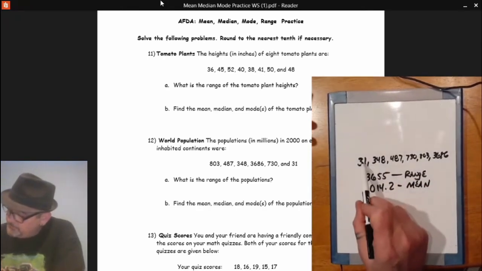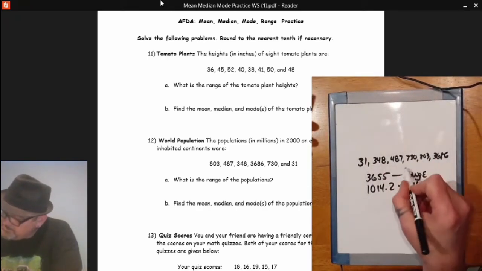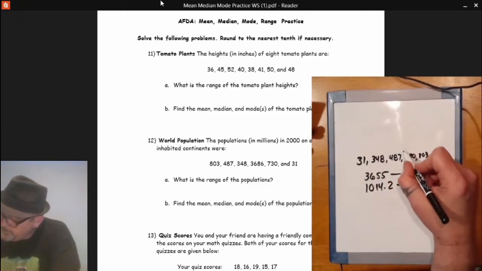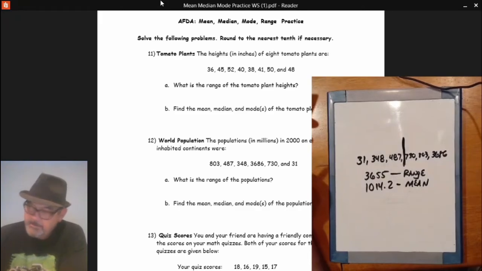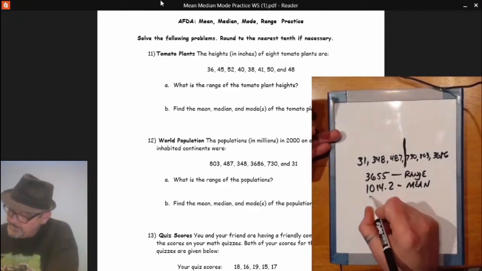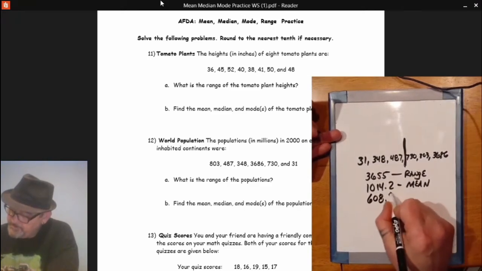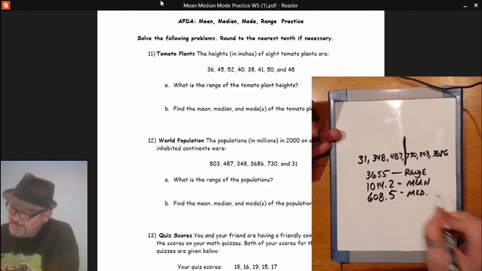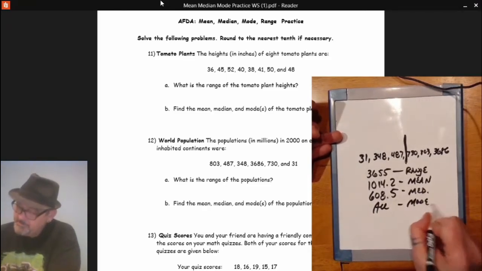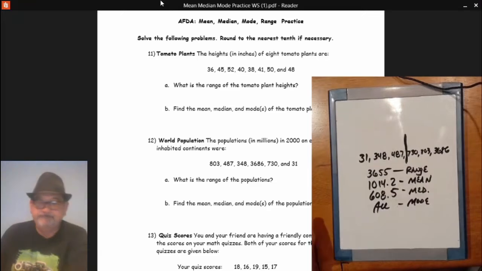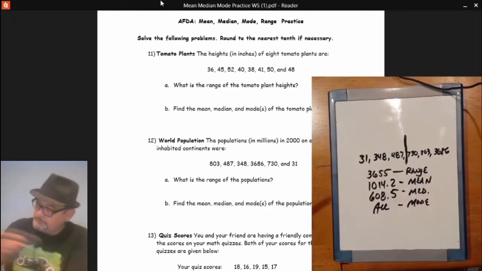What's the median? Well, 1, 2, 3, 4, 5, 6. The median is going to be between numbers 3 and 4. Right here. Again, it's in between the two, so we have to take the average. 487 plus 730 equals 1217 divided by 2. 608.5. 608.5 is the median. And again, the mode is all of them, because nothing appears more than once. So, no mode. All right, easy enough.